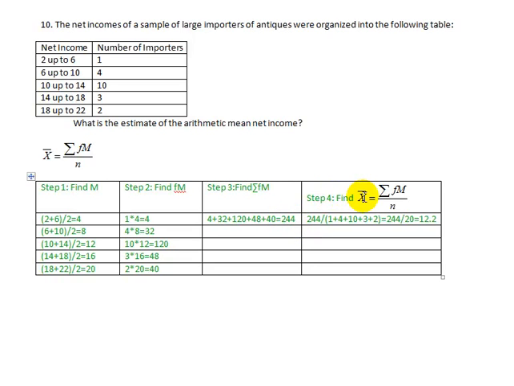Step 4, find x bar. Again, x bar is a sample mean, right? x bar equals sigma fm over n. Because we already found the 244, so 244 over n, where n is the sum of the frequencies. So 1 plus 4 plus 10 plus 3 plus 2, we get 20. So in total we get 20 frequencies, which means there are 20 values in this group of data. So 244 divided by 20, then we get 12.2. This 12.2 is the mean number for this grouped data.